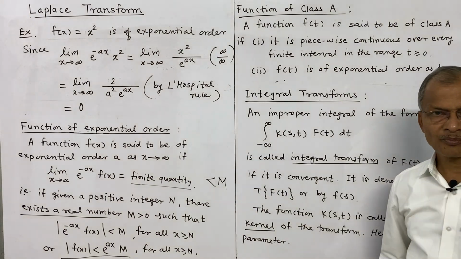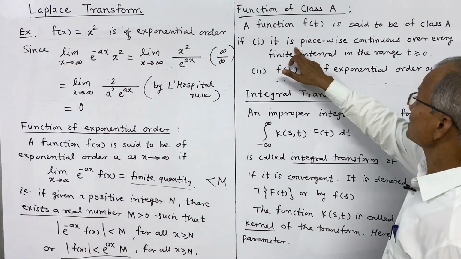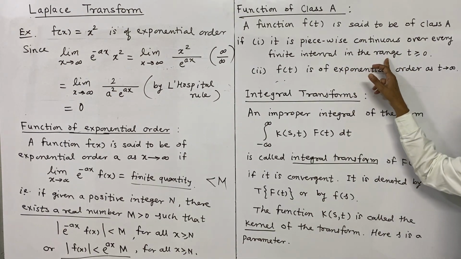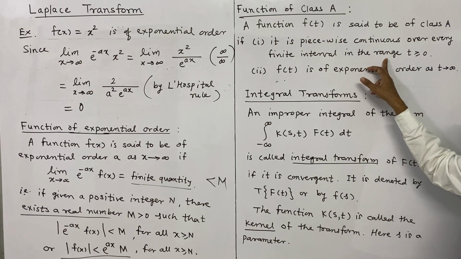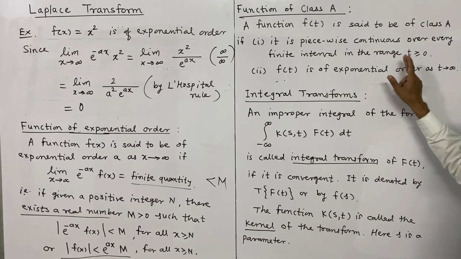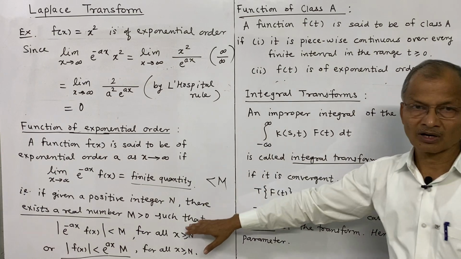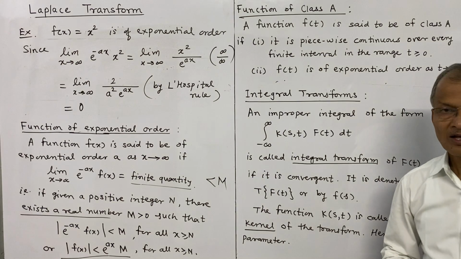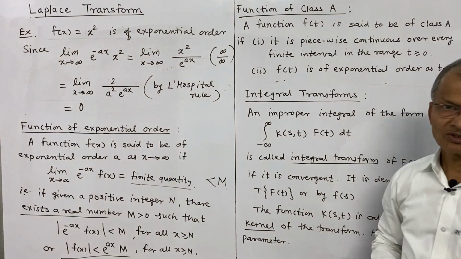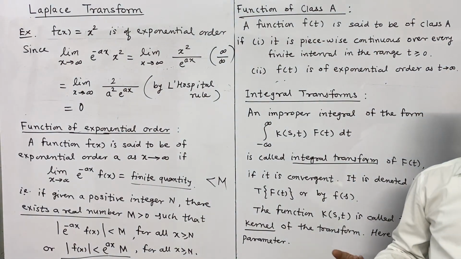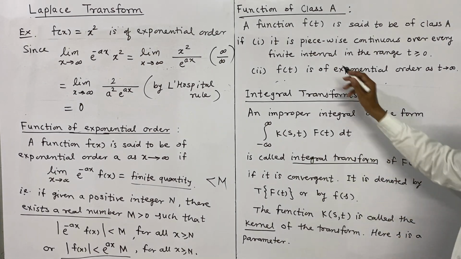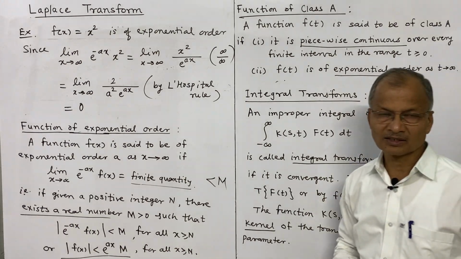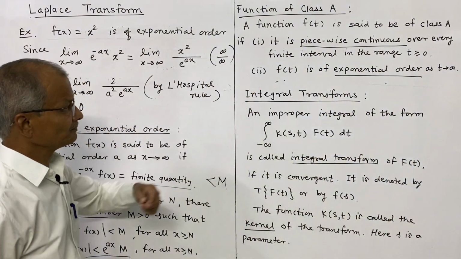That means it is piecewise continuous over every finite interval in the range t greater than or equal to 0, the non-negative range. And second is f of t is of exponential order. If these two properties are satisfied, then we say the function is of class A. So that we have to remember. Function of class A means having two properties. First is piecewise continuous and second is exponential order as t tends to infinity. Instead of x, we are using t.